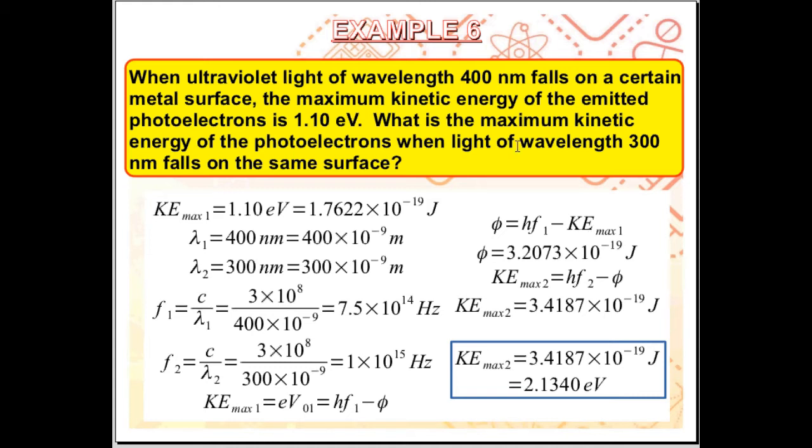For the second case, since the same surface is used, the work function that we just calculated will also be the work function for the second case. KE max 2 is equal to hf2 minus phi. We are then able to calculate the maximum kinetic energy of the photoelectrons for the second case. KE max 2 is equal to 3.4187 times 10 to the negative 19 joules, or 2.1340 electron volts.